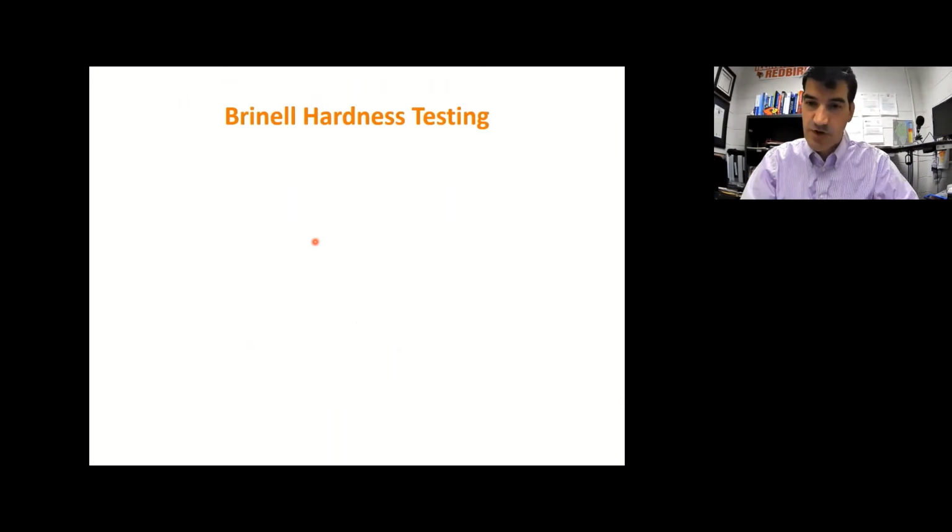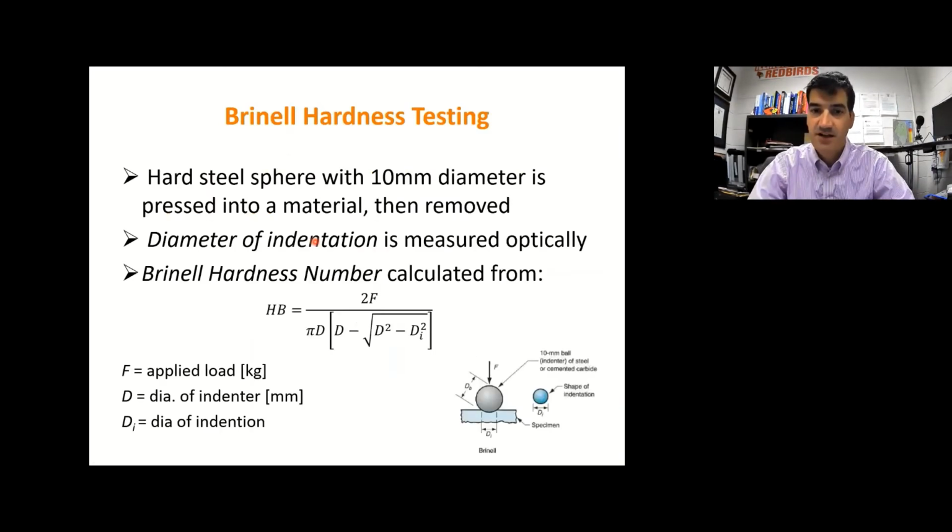All right, the first one we're going to talk about is Brinell hardness testing. This one we're not going to do, but I want you to know a little bit about it because it's a useful scale in that, as you saw from the previous plot, it goes all the way from very soft materials to very hard materials. So it's probably the widest range of useful hardness readings.